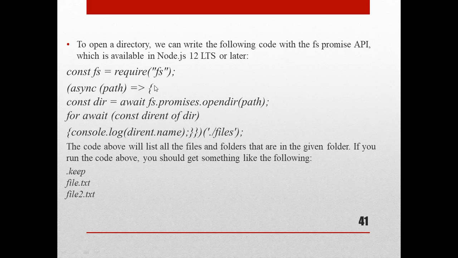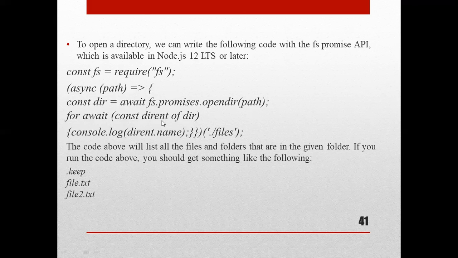Then after opening the curly brace, we have const dir equals await. Await is for asynchronous here. Await fs.promises.opendir(path). Then for await, this is the for loop. For await will perform all the operations asynchronously. For await, const dirent, where dirent is the object of the directory entries, const dirent of dir.